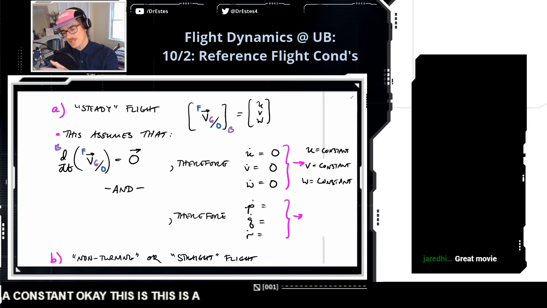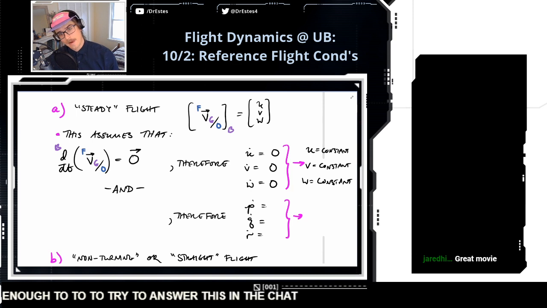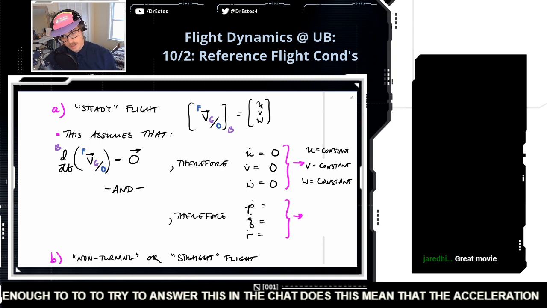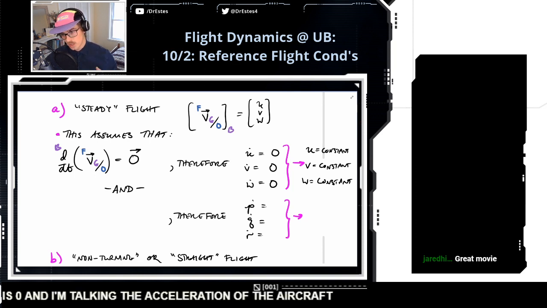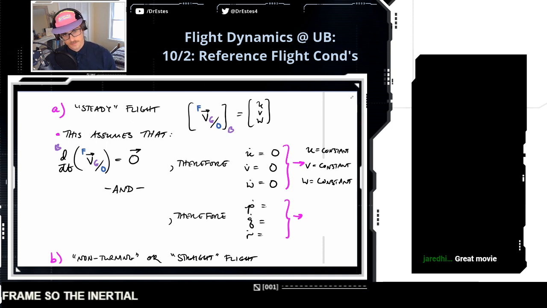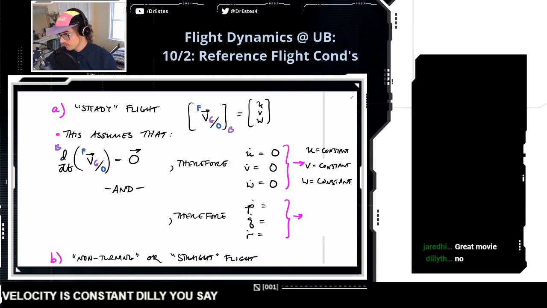Okay, this is a question for those of you who are brave enough to try to answer this in the chat. Does this mean that the acceleration is zero? And I'm talking the acceleration of the aircraft relative to a fixed frame, so the inertial acceleration. If I assume that U dot, V dot, W dot is zero, does that mean the inertial acceleration is zero? Or in other words, does it mean that the inertial velocity is constant? Dilly, you say no. Do I agree with you? Anybody else have an opinion? Do you have an explanation why?